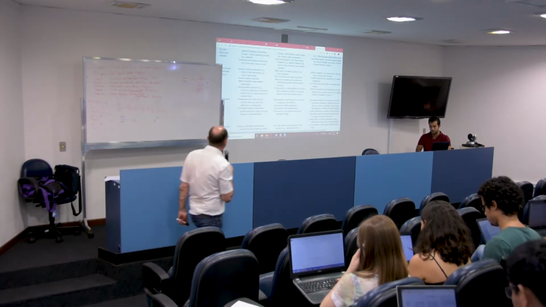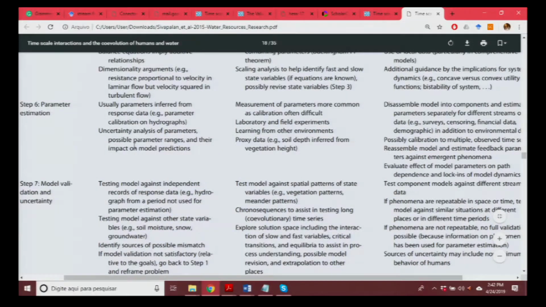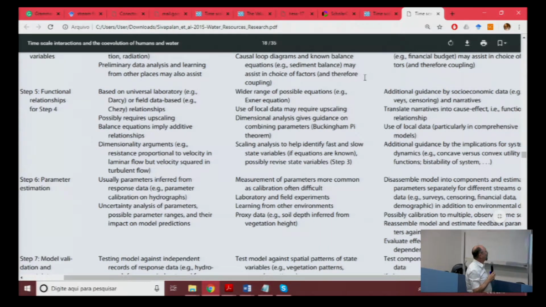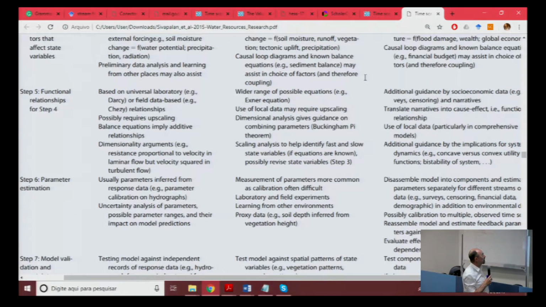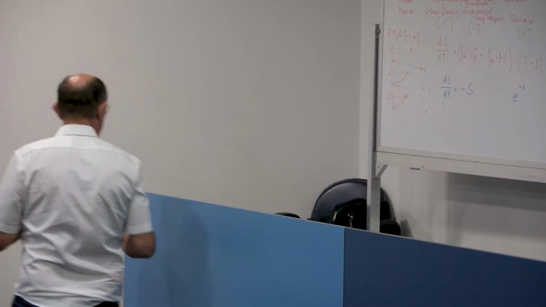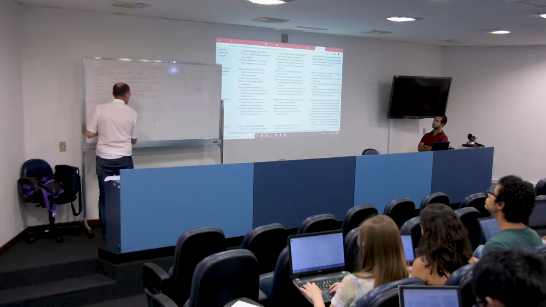So we have the equations. Are we finished? Step 5. We were with step 5. Narrative, translate the narrative into cause effect. Use local data, maybe guidance by the implications for the system dynamics. What you can do with this equation, you can find the equilibrium solution. Let's do that. What is an equilibrium solution in dynamic modeling? Okay. Let's take this equation.